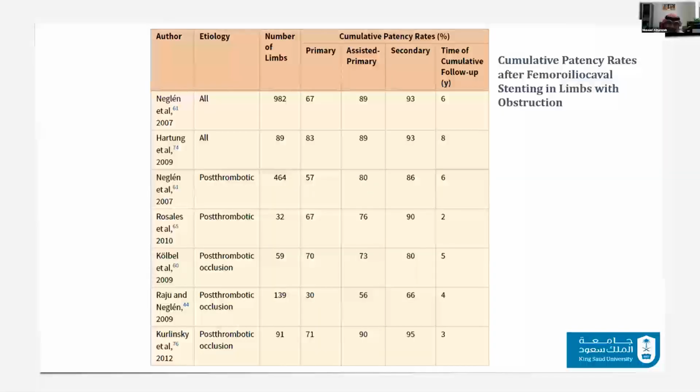These are the early publications that were published. There are very specific ones that talked specifically about PTS. The number of limbs, again, higher case series. The assisted primary and secondary patency rates go a little higher, and the time of follow-up goes higher up into the 4 and 5 years. This is for the femoral iliocaval, so proximal stenting in limbs with obstruction in general.